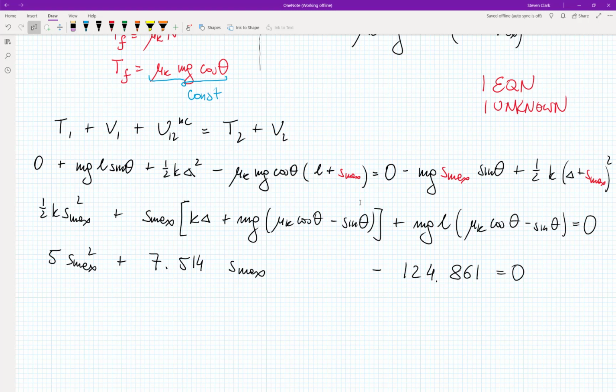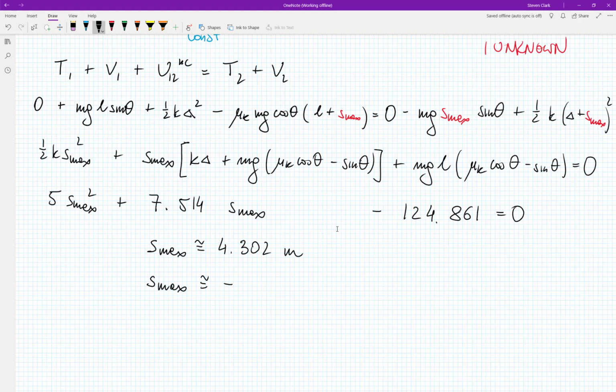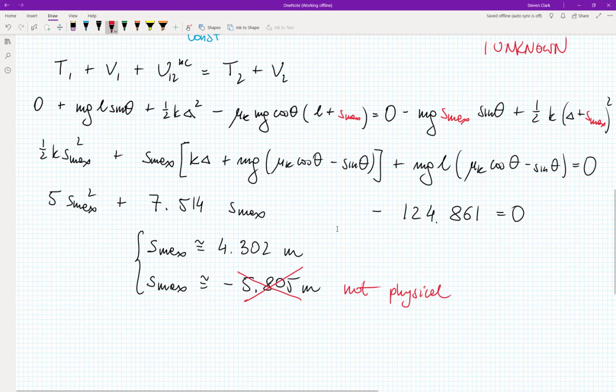And then again, grab your calculators and solve that quadratic equation. Here are our roots. S max is either approximately 4.302 meters, or another root is S max approximately negative 5.805 meters. Naturally, one of them is physical, the other one is not physical. All of you see which one is physical and which one is not. This is not physical, which automatically makes the other solution the answer to our question. So S max is 4.302 meters. Oh wow, it's a long spring. Pretty long spring, don't you think?